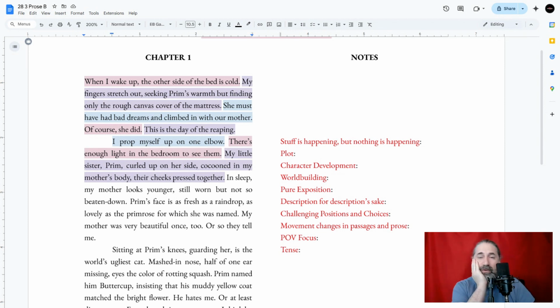And that's something to remember, especially in first person, is the narrative or the prose need to be written through the choices and the experiences and the processing of a character. The way they see the world is a part of that character development. The way you describe stuff through their POV is a part of the character development. Okay. All right. In sleep, my mother looks younger, still worn, but so broken, beaten down.